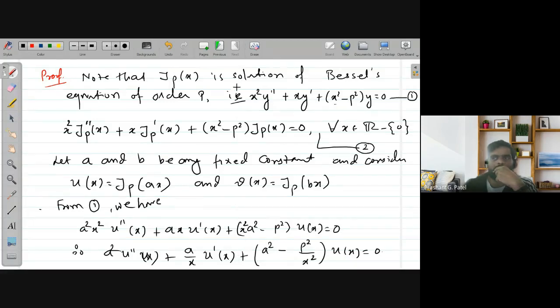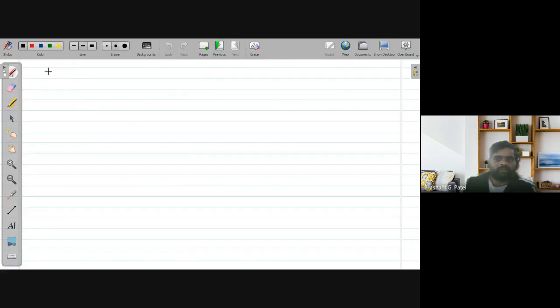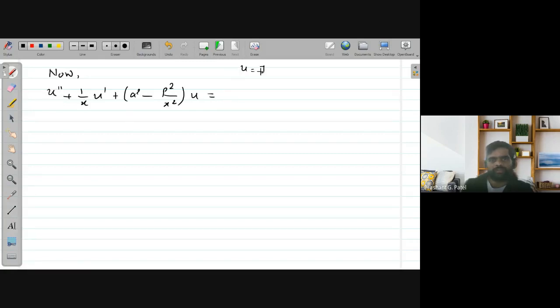So now I may start with this side, that is u double dash plus 1 by x u dash of x plus (a square minus p square by x square) u equal to, we may write this by putting the value of this u double dash. What is u? u is Jp of ax.